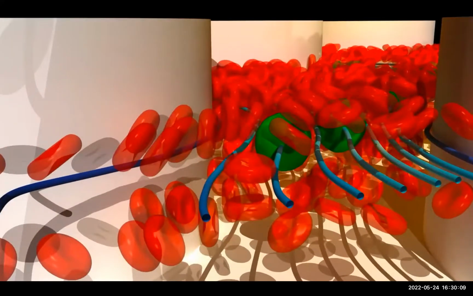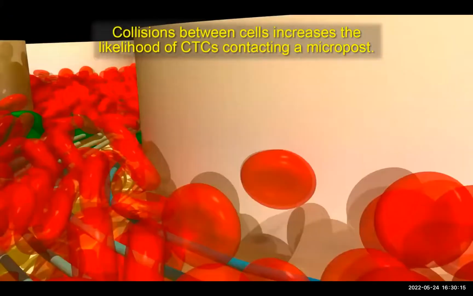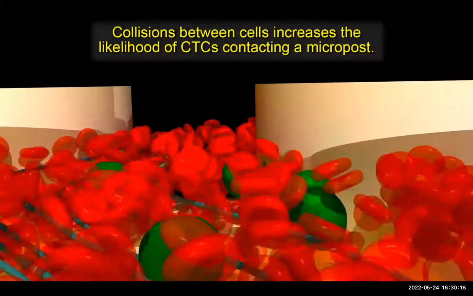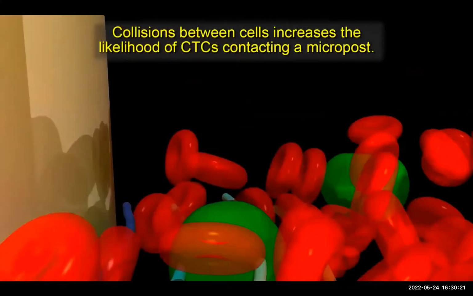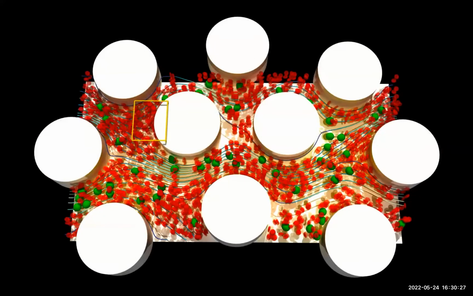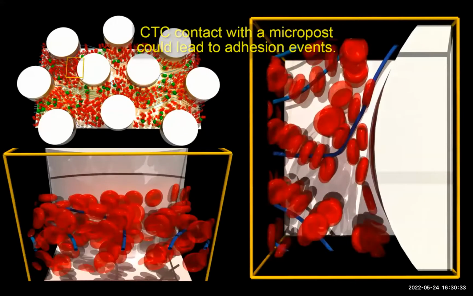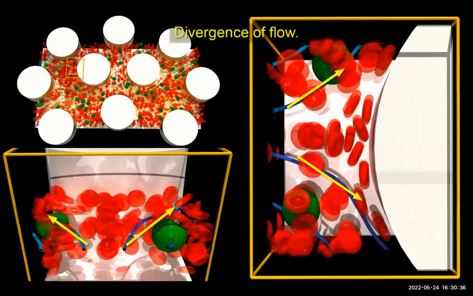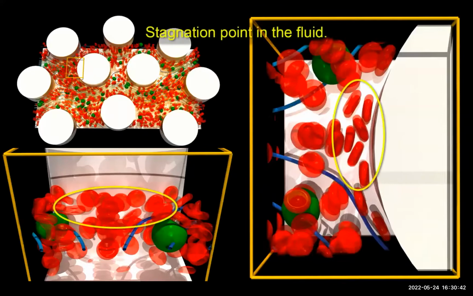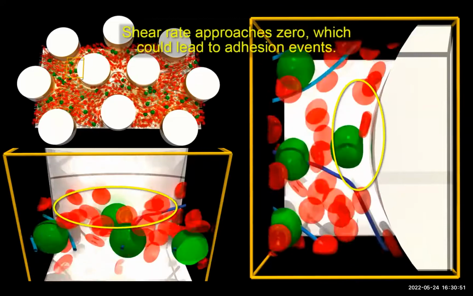Following the flow gives a sense of just how tightly packed the cells are in the sample. Collisions between cells have been found to allow them to migrate between streamline paths, which increases the likelihood of CTCs contacting a micropost. To see when CTC contact with the micropost might lead to adhesion events, a section of a micropost is separated into front and top views for improved visibility. One can easily see the divergence of flow streamlines at the front of the micropost. This divergence corresponds to a stagnation point in the fluid. Because shear rate approaches zero at this point, it is a good candidate for adhesion events to occur.